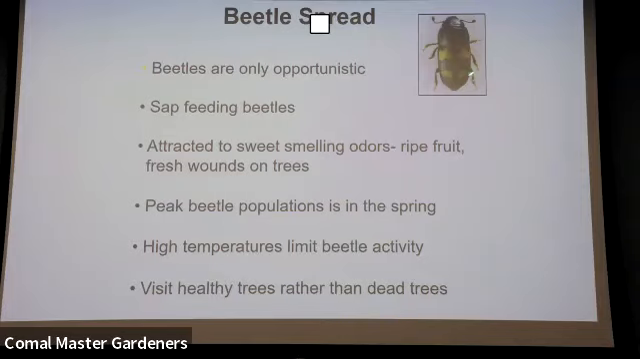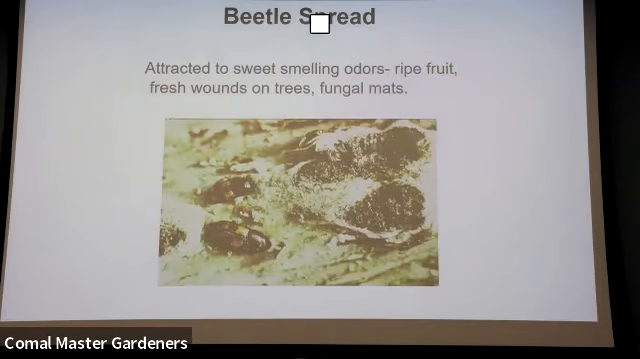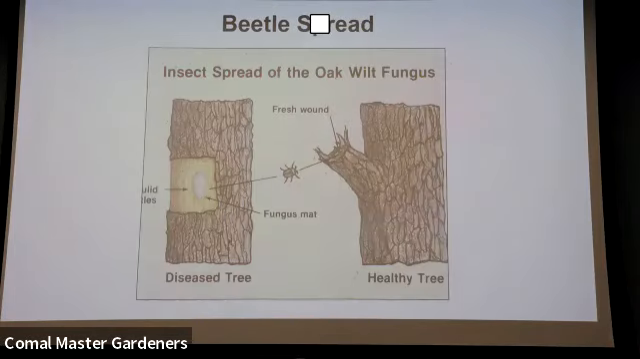They would just as soon go to a rotting banana peel as they would a fungal mat. They will go to all kinds of things out there. And this is just another picture of them. This is the relationship we have: you've got the fungal mat, and the nitidulid beetle visits the fungal mat.